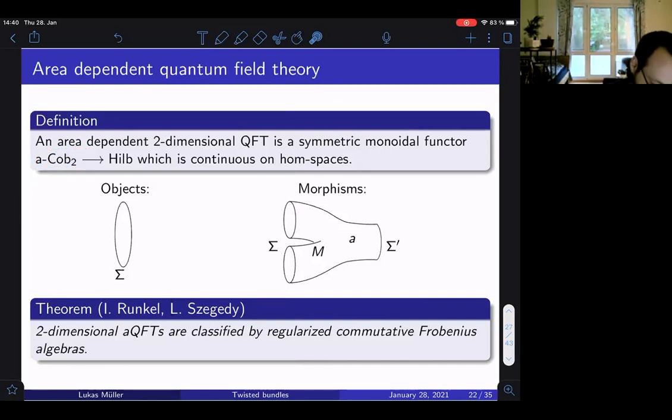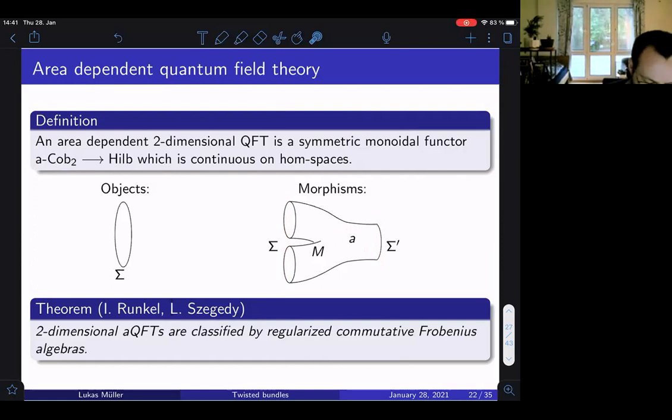The objects are just circles or disjoint unions of circles, and the morphisms are bordisms. So these are two-dimensional manifolds with boundary, and they are a morphism from one boundary to the other one, similar to the picture we have seen before. And composition will just be by gluing along boundaries. And the only additional data is that every connected component of a bordism comes with a positive real number, which is the area. And then this becomes symmetric monoidal by taking disjoint unions of manifolds.